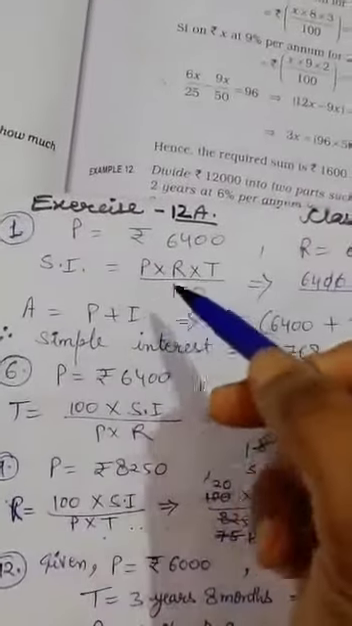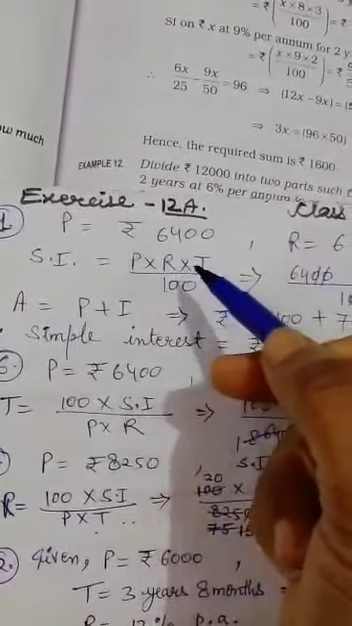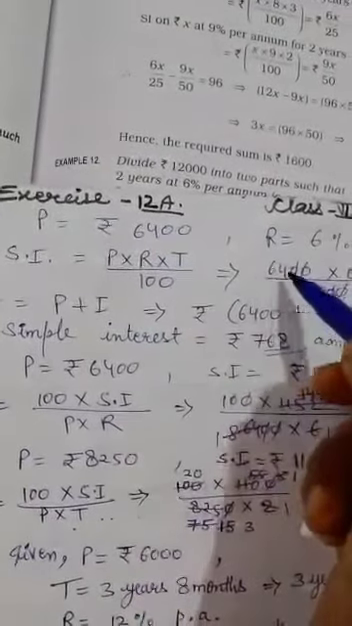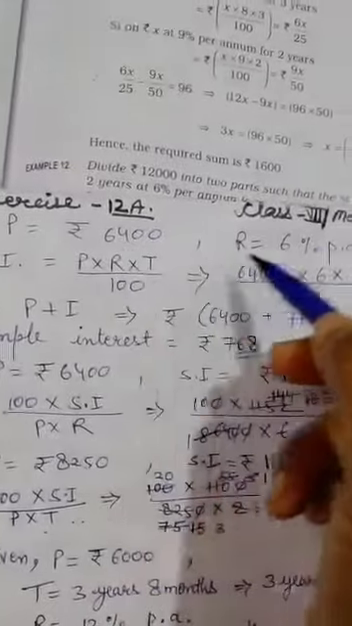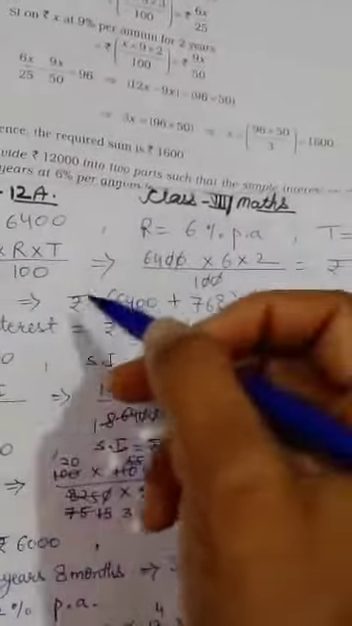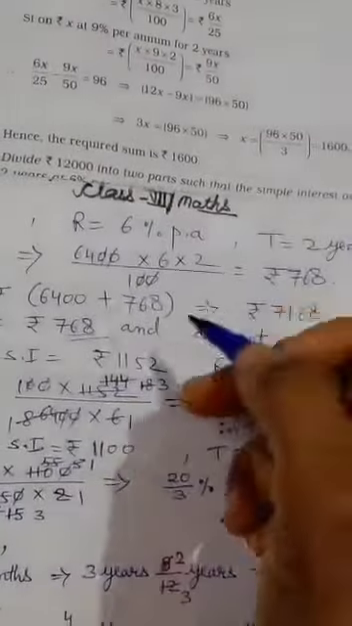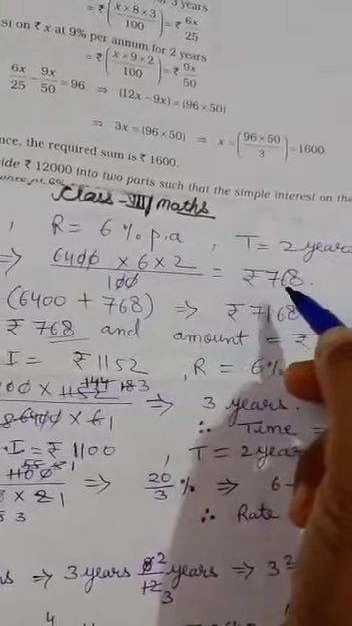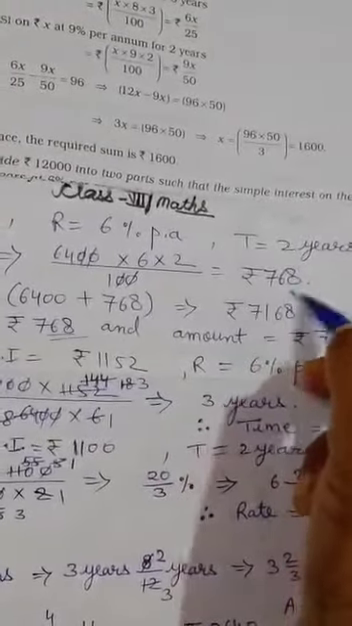So simple interest, its formula is P into R into T upon 100. P, put its value 6,400, into R, its value 6, into T, T is 2 years, upon 100. Cut the 0s, multiply the remaining part, you will get rupees 768 as the simple interest.